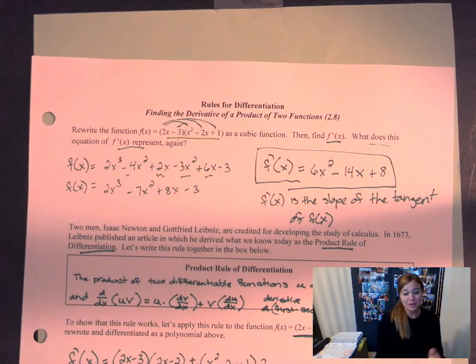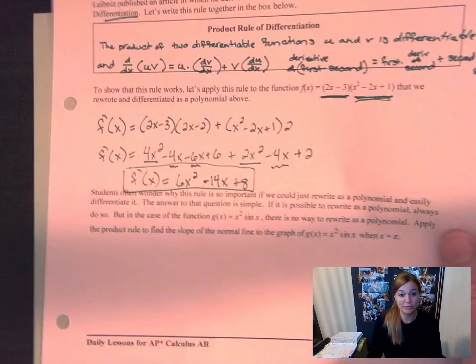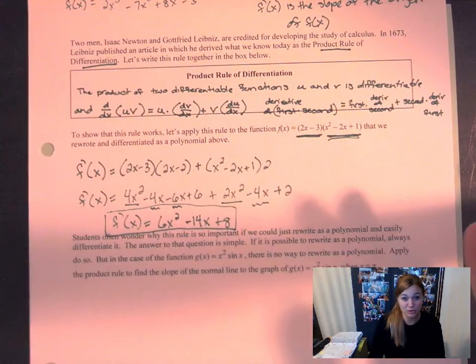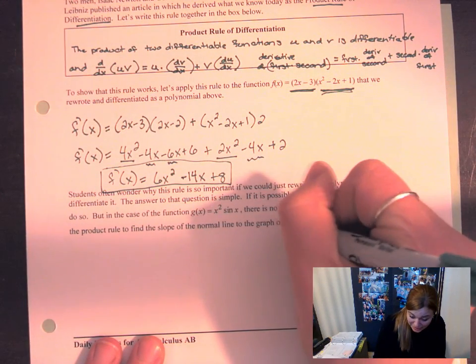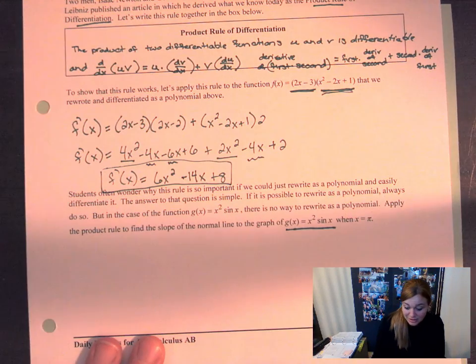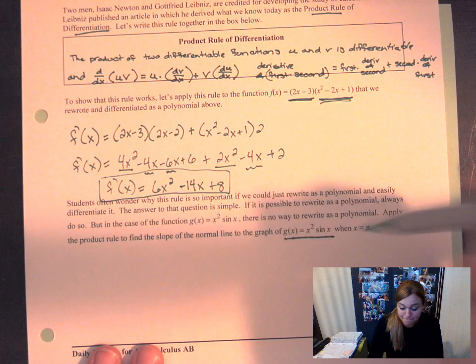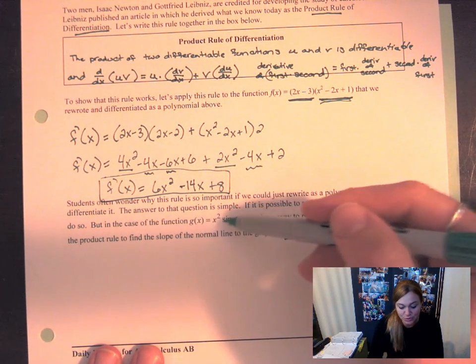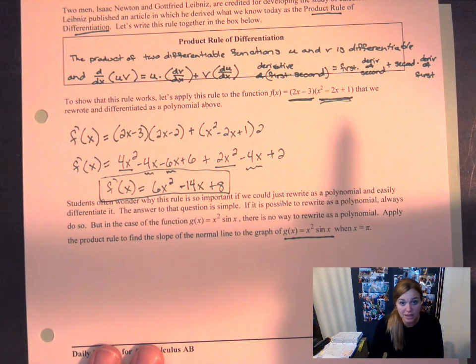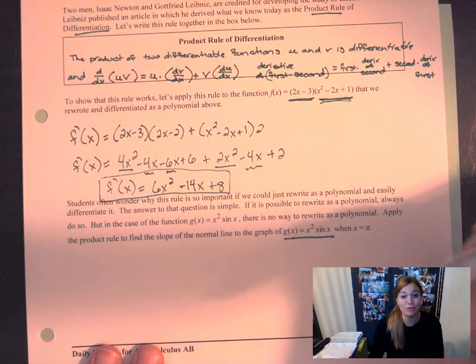You might say, why would I want to do that? Because there's sometimes when I can't actually multiply out and use the power rule, or it's just really gross to do so. So something that might look like this. In this problem, I say g of x is equal to x squared times sine of x. And this one says, in the case of a function like x squared sine of x, there's no way to rewrite this as a polynomial. So we can't do the power rule on it, even if we try. So we need some other way.